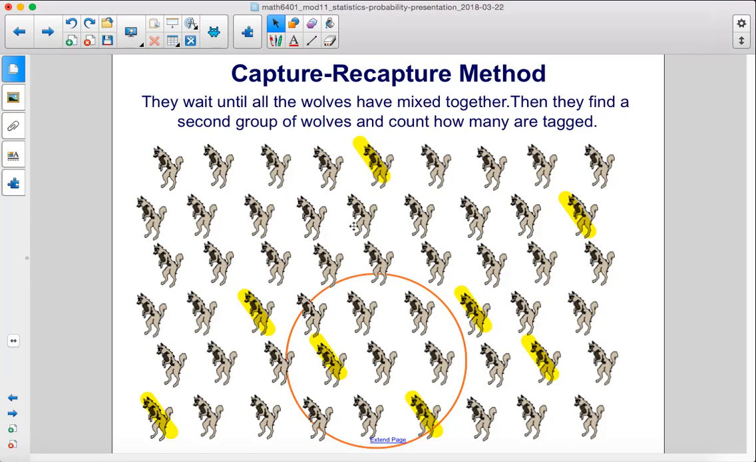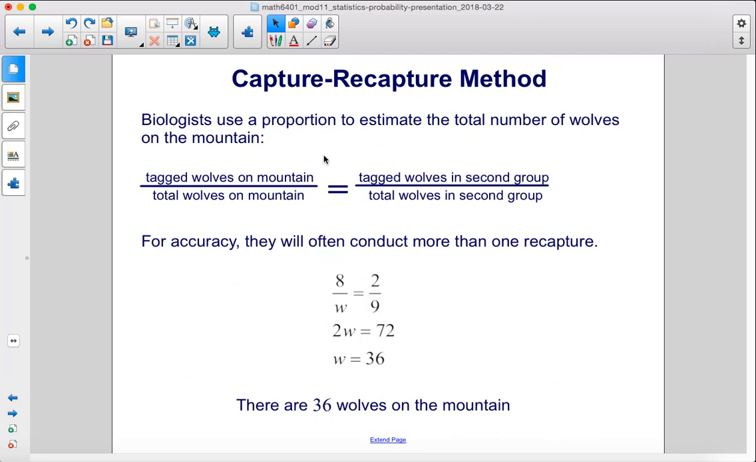Then they find a second group of wolves and count how many are tagged. So see, they've now found 8 more wolves, and they see that 2 of those wolves were previously tagged. Biologists use a proportion to estimate the total number of wolves on the mountain. So we have the tagged wolves on the mountain over the total wolves on the mountain equals the tagged wolves in the second group over the total wolves in the second group. For accuracy, they will often conduct more than one recapture.